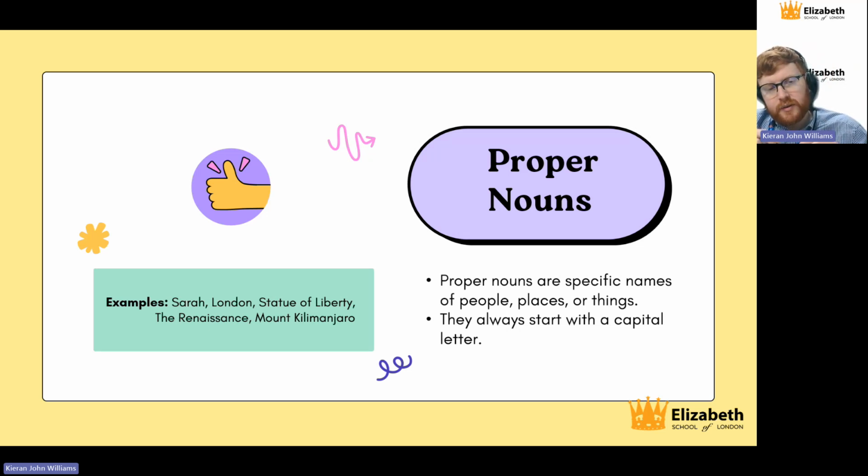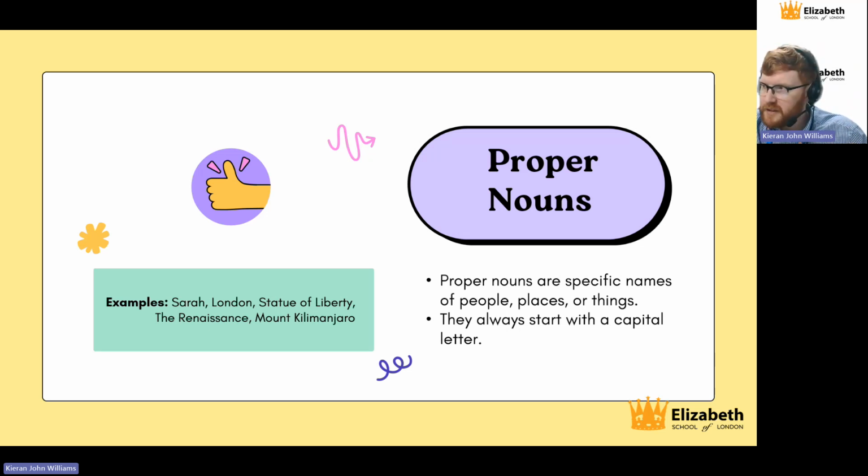Okay, so the idea is if it is a proper noun, if it is the specific name of something, then we give it a capital letter at the start of the word. If you look at the examples here, you have Sarah. Sarah is the specific name of a person, so we get a capital letter at the start. The same with London: it is the name of a specific city, so we give it a capital letter.